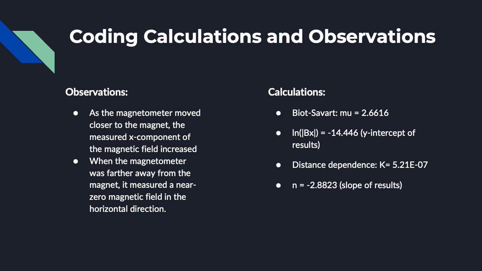The y-intercept of the results on my graph was negative 14.446. Using the distance dependence equation, I found that my k value was 5.21 times 10 to the negative 7, and I found that my n value was negative 2.8823, which is the slope value of the results graph.